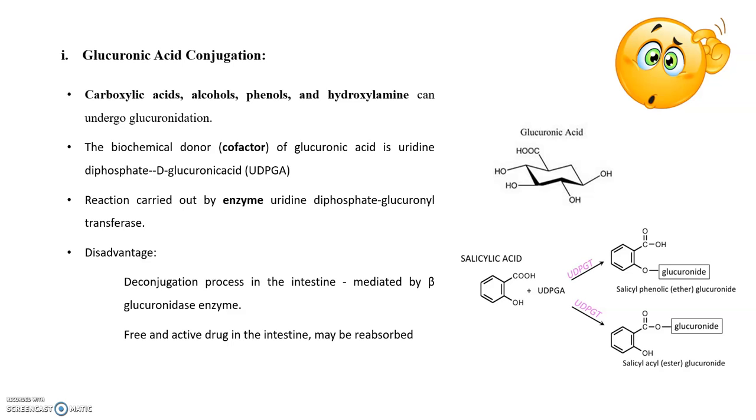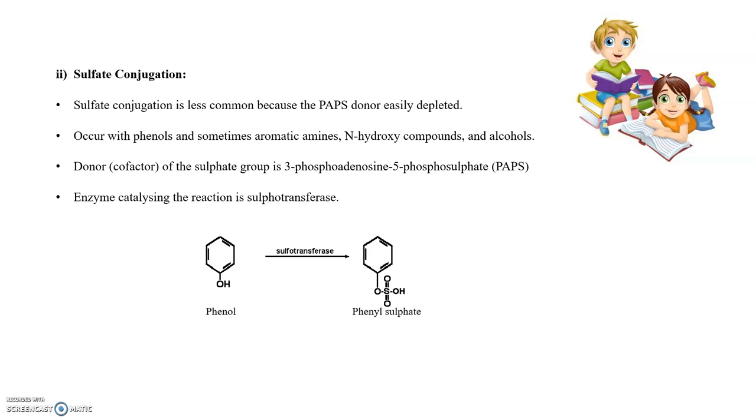Next one is sulfate conjugation. Most of the drugs are eliminated using this conjugate. Here you can see who is the donor, the cofactor of this sulfate group. Who is the donor of this sulfate group? 3-phosphoadenosine 5-phosphosulfate. This particular compound is donating the sulfate conjugate. This is the cofactor.